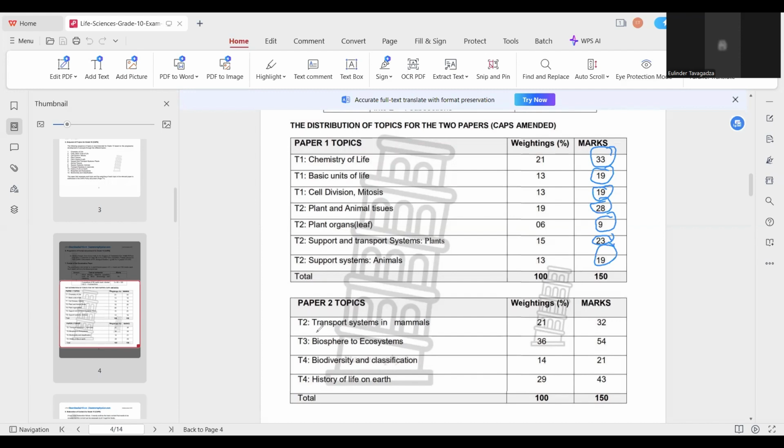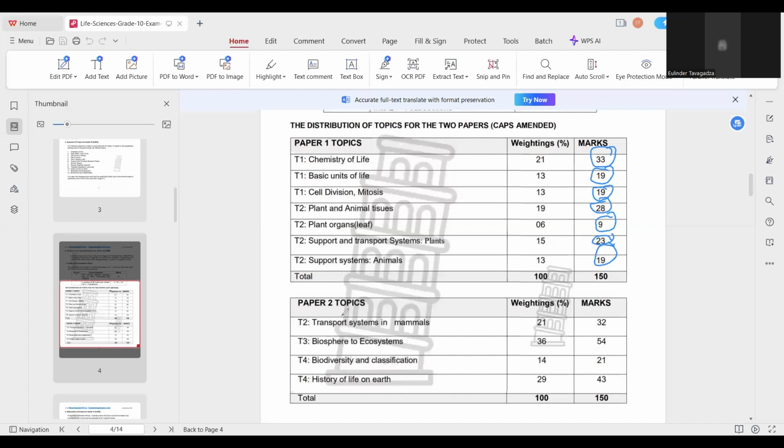Again, in term 2, we are also going to cover transport in mammals, because this one is animals, still the same. Then in term 2, we are going to have the transport system in mammals. This one has a lot of marks. That is 32 marks.